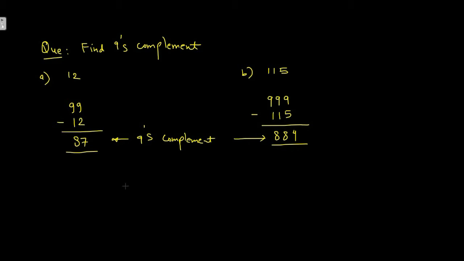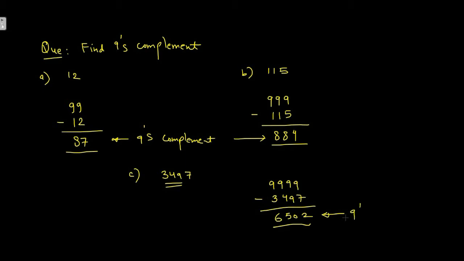Similarly, if there are 4 digits, then also we can determine the 9's complement. For example, 3497. We have to find the 9's complement of this 4 digit number. For this we take 4 digits of 9, 9999. Okay. Now subtract 3497, we get 6502. So this is called the 9's complement of a number.